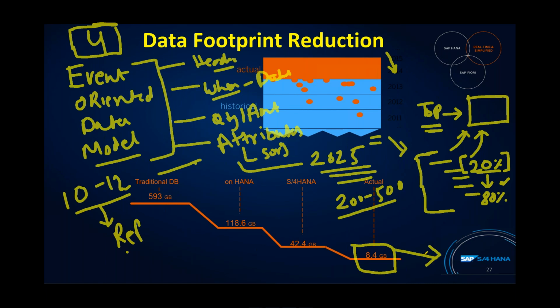So that is basically the data footprint strategy to reduce the data footprint, how we have removed the aggregation tables and our index tables to reduce the data.